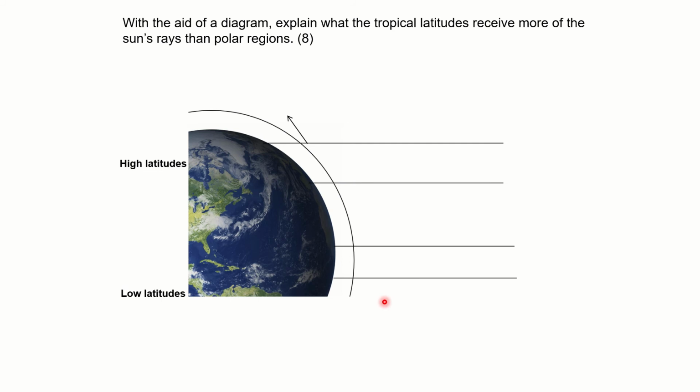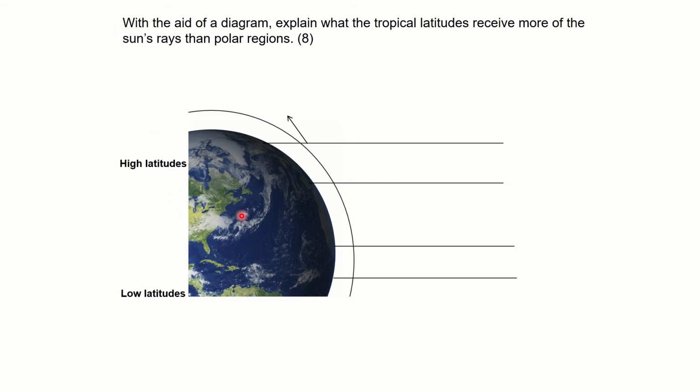So here's the exam question. With the aid of a diagram, explain why the tropical latitudes receive more of the sun's rays than polar regions. This could be 8 marks, 9 marks, 10 marks, something like that. And it normally offers you the opportunity of using a diagram. Certainly, most people choose to use a diagram.